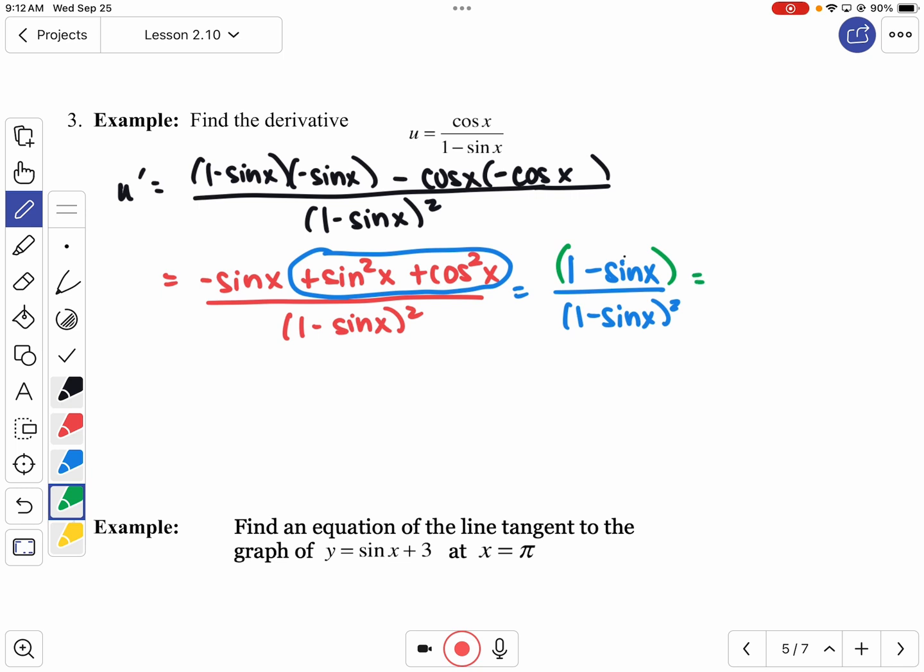What are we now going to be able to do? Yeah, we're going to be able to reduce by 1, because that whole numerator is in the denominator. There's 1 on the top, there's 2 on the bottom. It's going to leave me 1 on the bottom. So 1 over 1 minus sine x is my derivative. Okay, so using all that trig yet again.